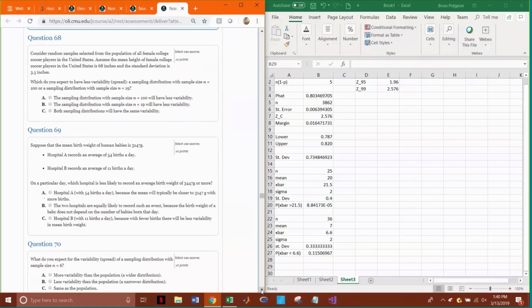Okay, wording. Which do you expect to have less variability? A sampling distribution with sample size n is 100, or a sampling distribution with a sample size 19? Well, all we have to know is that if our sample size is larger, it has less variability. So a sampling distribution with size n is 100.